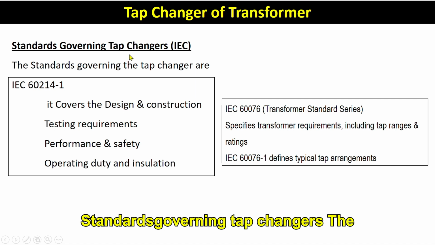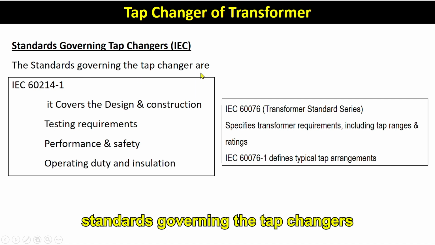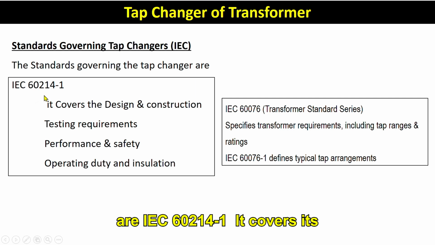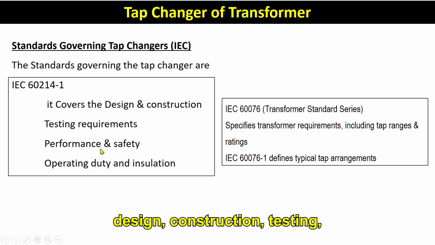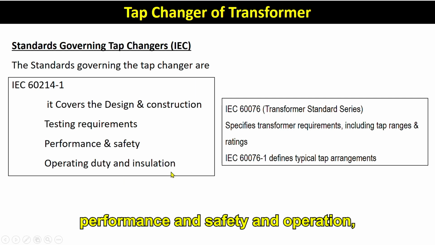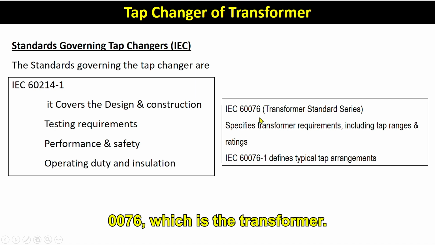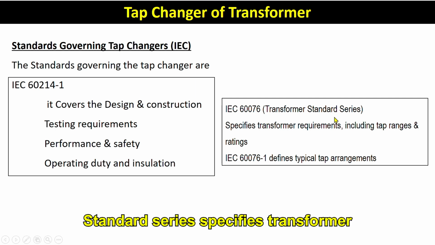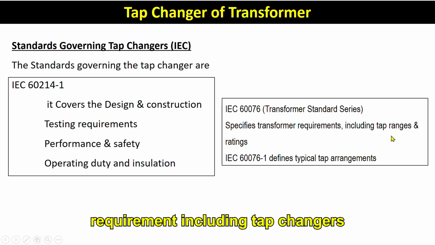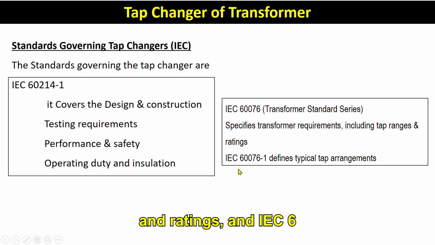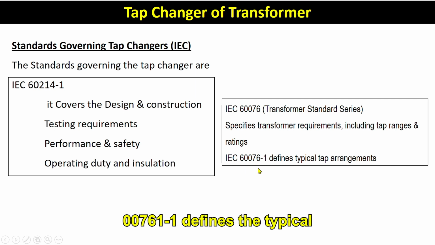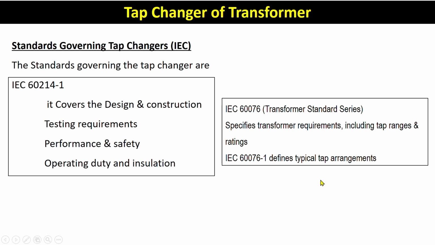Standards governing tap changers. The standards governing tap changers are IEC 60214-1, which covers design, construction, testing, performance and safety, and operation, duty and installation. And IEC 60076, which is a transformer standard series, specifies transformer requirements including tap changers and ratings, and IEC 60076-1 defines the typical tap arrangements.